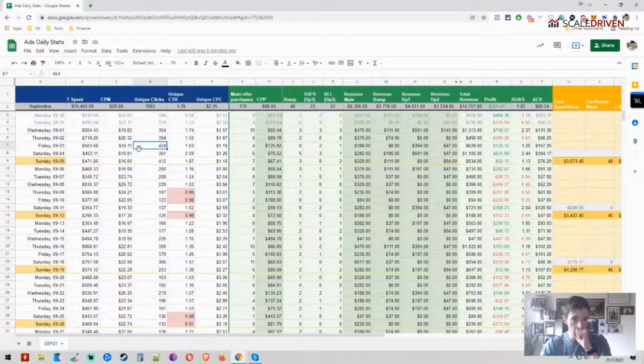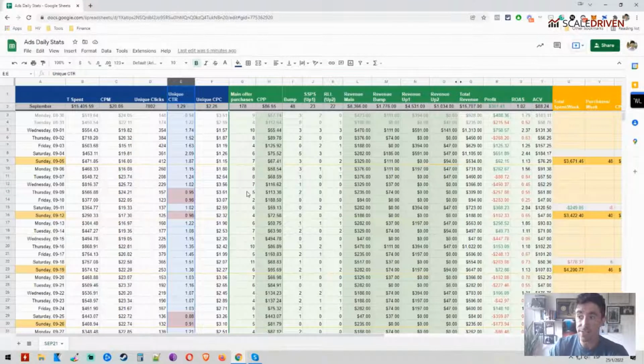Now, here are some metrics that will tell you if it's the ads that are not working. Okay, the number one most important metric that I always pay attention to when it comes to understanding if the ads are working or not is this metric right here. It's unique outbound CTR. Okay, so unique outbound CTR.